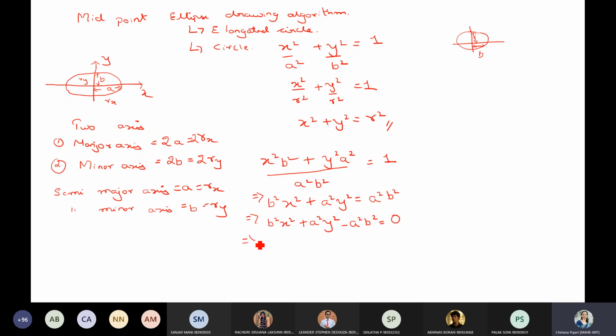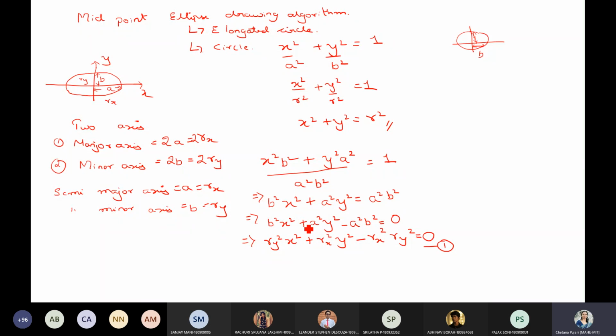So let's just write it in terms of Rx and Ry: Ry square x square plus Rx square y square minus Rx square Ry square is equal to 0. So this is the equation.